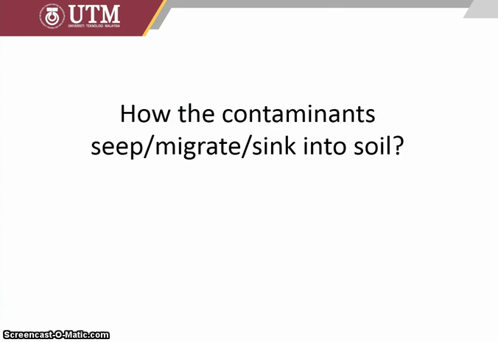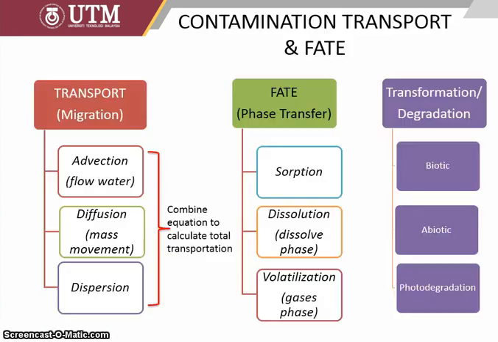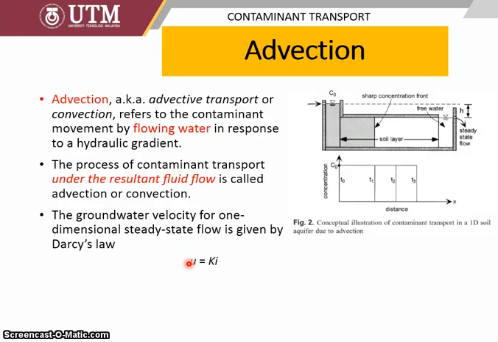So how does the contaminant seep, migrate and sink into soil? Of course, by transport and fate, and also transformation or degradation. In this course, we only cover transport and fate. Transformation we will not cover in our course. For transport, this is the topic we cover in topic 3: advection, diffusion and dispersion. I hope you have already read the journal that I gave you, the Lycos journal, and we will use the journal as our reference.